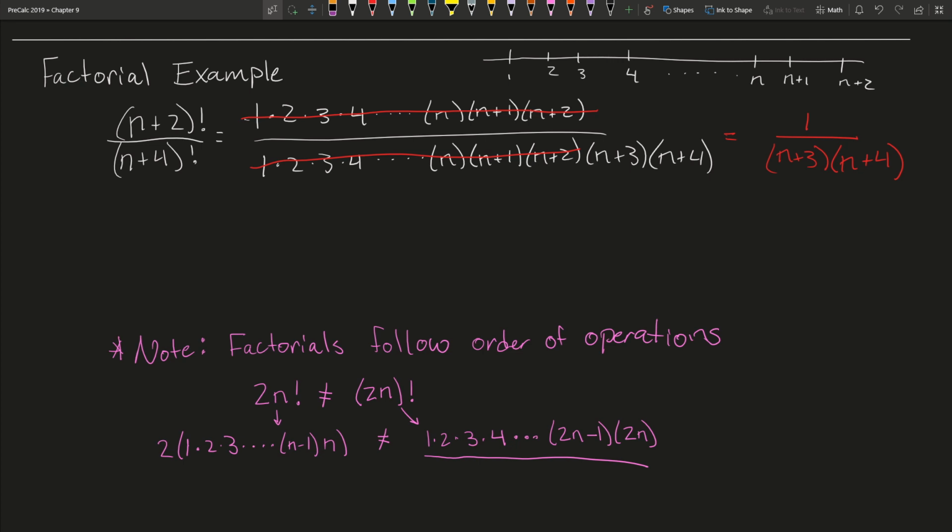Yeah, so you can cancel out the common terms. Besides the actual definition of what a factorial is, everything is exactly as you've done before. Right? So ones cancel, twos cancel, threes cancel, fours cancel, all the way up until n plus 2. The only difference is in the denominator, those n plus 3 and n plus 4. There's nothing in common with that in the numerator, so they stay there. Okay, so again, it's just multiplication. It's just fraction stuff.